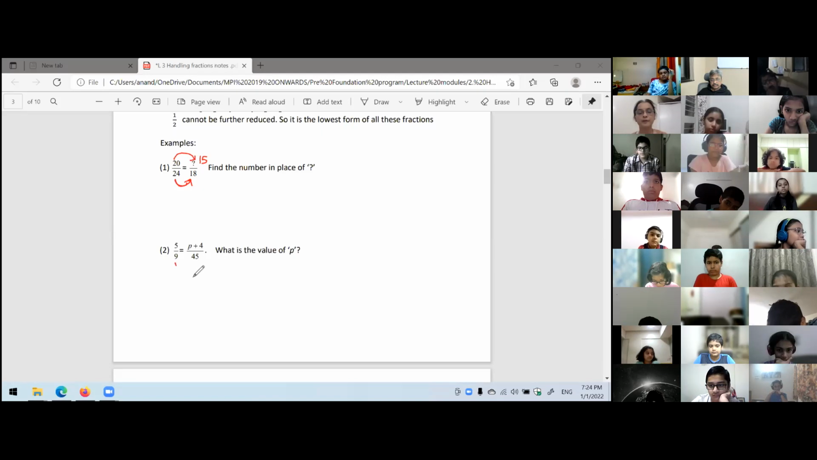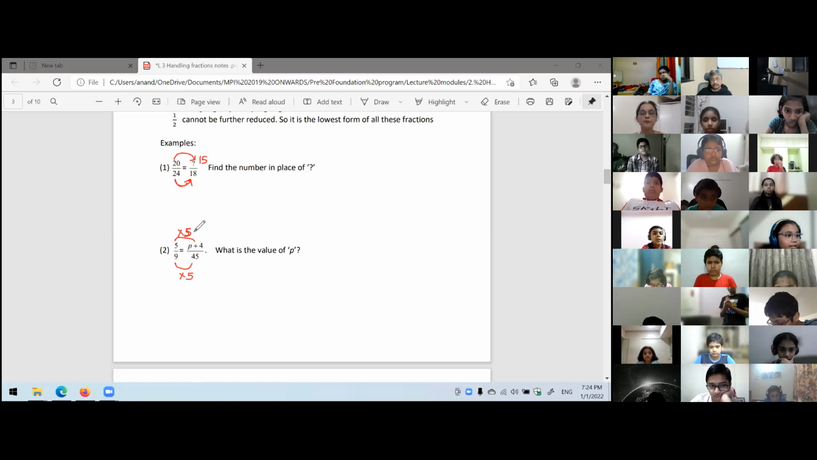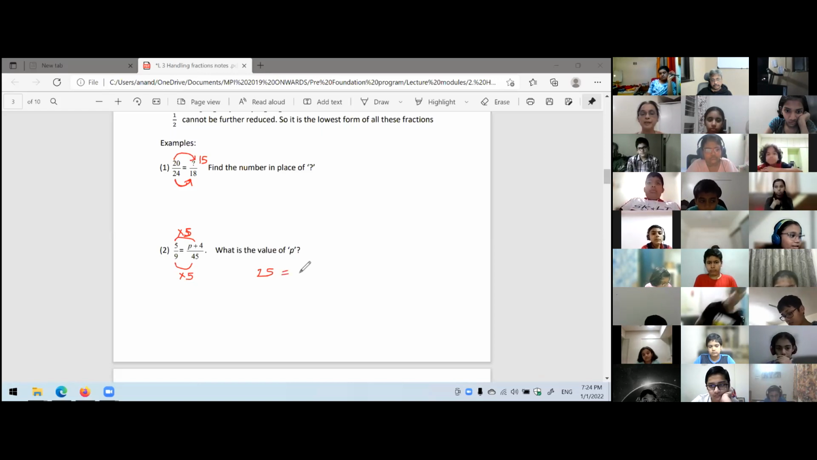So if I want an equivalent fraction to this, 5 multiplied by 5 must be p plus 4. Only then it will become an equivalent fraction. I get an equivalent fraction when I multiply the numerator and denominator by the same number. So what is 5 into 5? 25. So 25 is p plus 4.